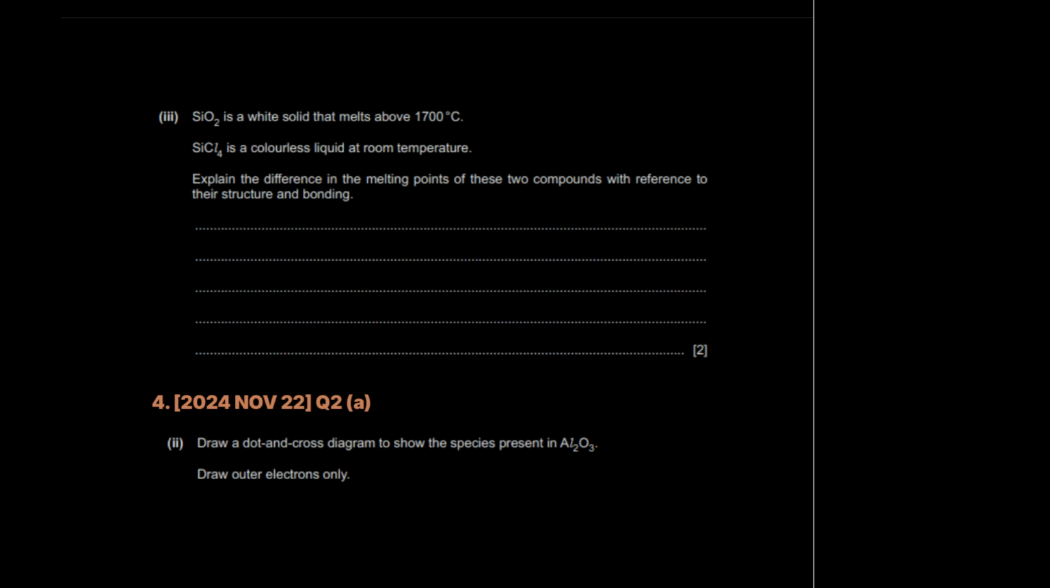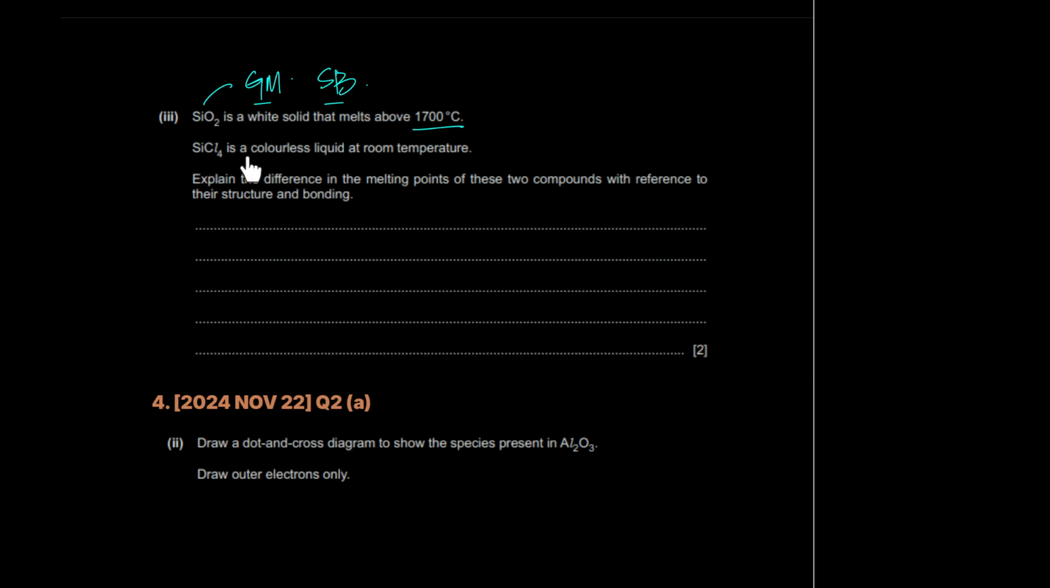SiO2 is a white solid that melts at 1700 degrees Celsius. Why? SiO2 is a giant covalent molecule, right? It's a giant molecular structure. What is there with giant molecular structure? Giant molecular structure has strong covalent bonds. Remember, it has strong covalent bonds, and therefore a lot of energy is required to break these covalent bonds.